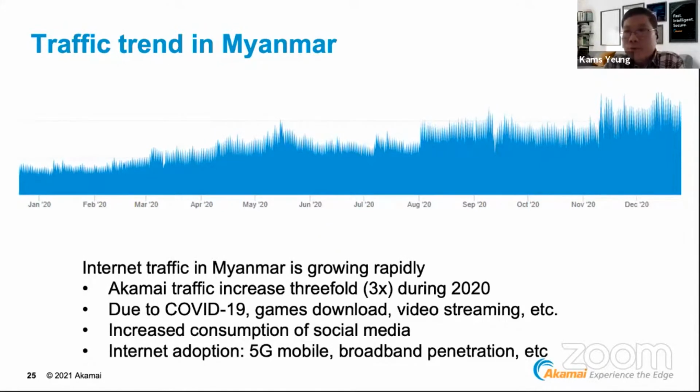And then we measure the whole traffic from Akamai's perspective to Myanmar. You can see that, of course, I hid the scale here, because this is confidential information.